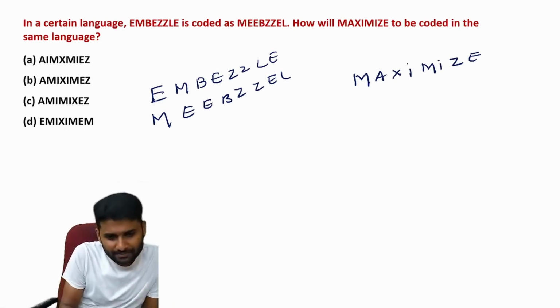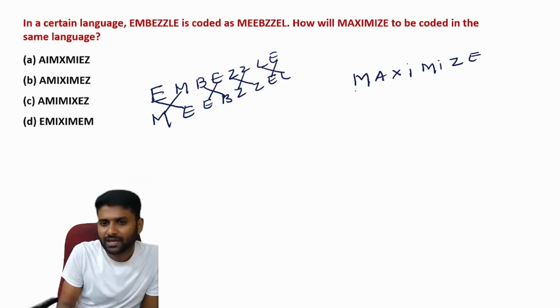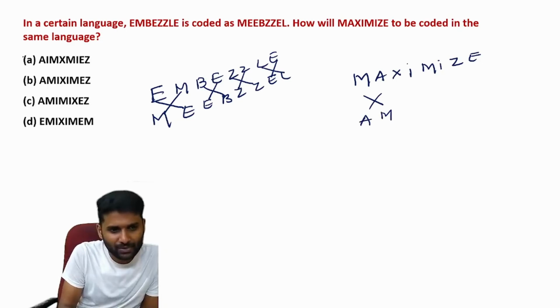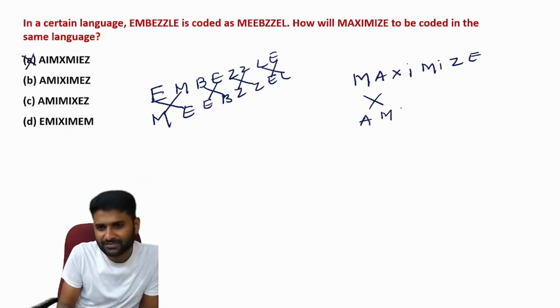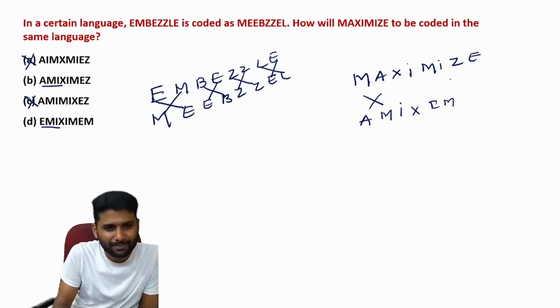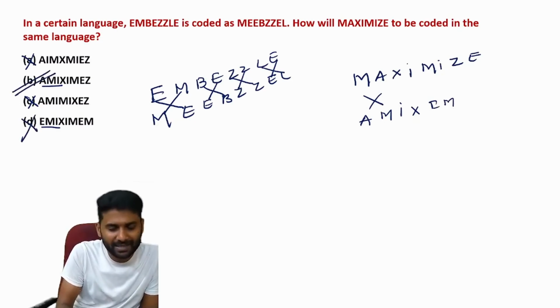Guys, if you observe, every pair of letters interchange their position. Interchange, interchange, interchange. If you interchange, then it starts from A, second letter is M. So option A is eliminated. Next one, IX. IX. Option C is eliminated. IX, IX. Next one, IM, IM. And the last letter of maximize must be Z. So eliminate D. B is the suitable answer.